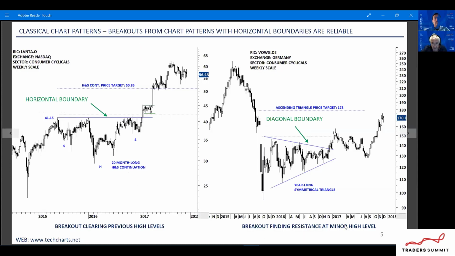Do you ever see breakdowns going against a trend? You get a symmetrical triangle. Is it always a continuation formation?